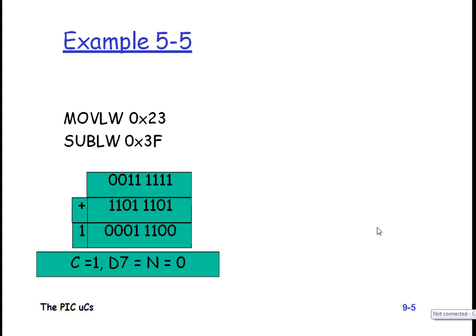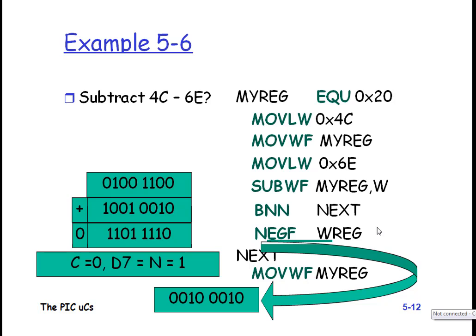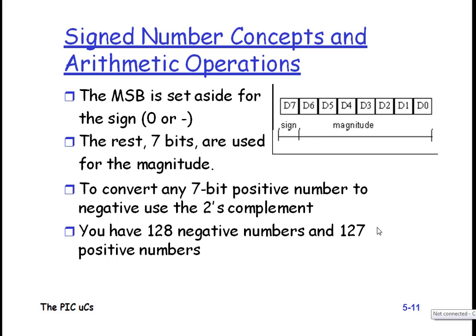Examples are given of how to subtract these numbers in a digital system, but we are not performing it like this; we will perform it using PIC, and some assembly language is given. In another example, subtract 4C minus 6E. On the left side you see the binary equivalent of 4 and C, then minus from this and this. Their flags are given. On the right side, their solution is given.